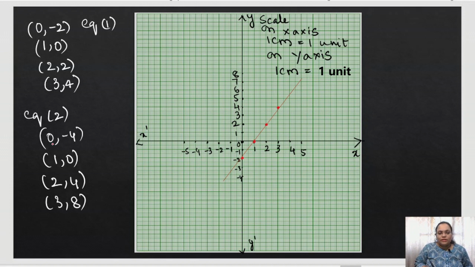So the next point is 0 and minus 4. 0 on the x-axis, minus 4 on the y-axis, which is this one. 1 and 0, 1 on the x-axis and 0 on the y-axis, which is here. 2 and 4, 2 on the x-axis, 4 on the y-axis, which is this one. 3 and 8, 3 on the x-axis, 8 on the y-axis, which is here. Okay, now let us join these points.